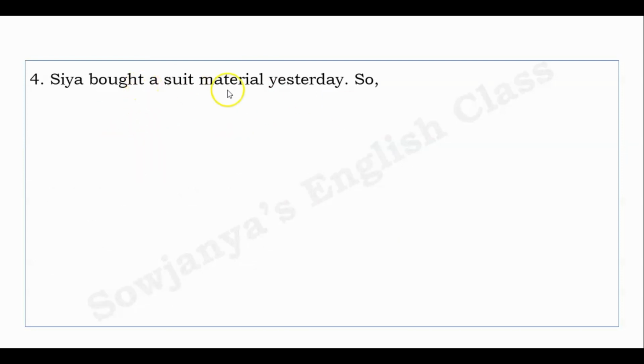Sia bought a suit material yesterday. So, she should get it stitched. Now, who is going to stitch her suit? A tailor, obviously. Unless she mentions some name of some boutique or somebody like that, it remains the tailor. Obvious answer is the tailor. That is the only answer.